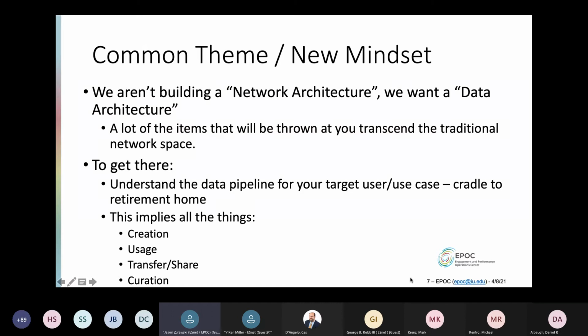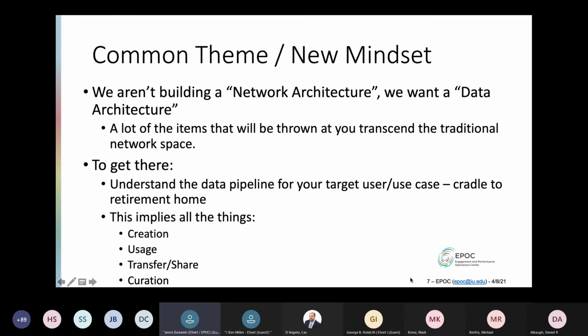So the common theme and new mindset that I want everybody to walk away with here is that we want a data architecture. And to get there, you need to understand the entire workflow of any given user, right? Cradle to retirement home, I don't like to say grave. But for the most part, this implies all the different things that the person is going to do when they are trying to interact with the technology stack.